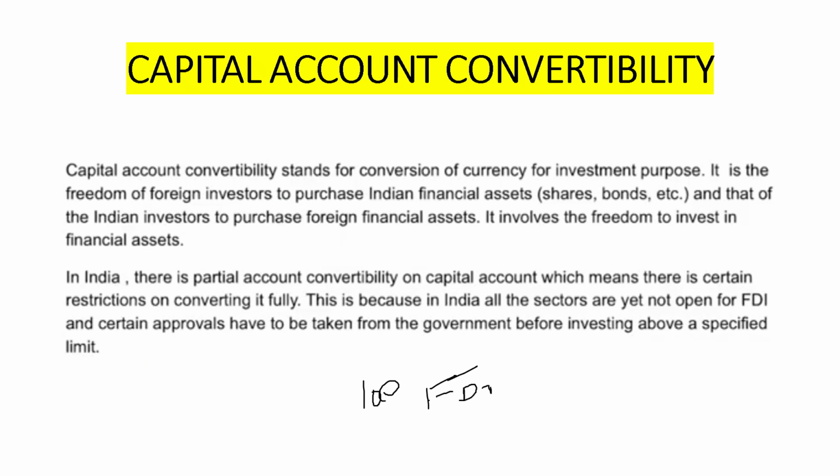You can take the example of the railway sector. It is still regulated by the government only. If you take cigarettes, construction of farms or houses, or the real estate business, no FDI is allowed in those sectors. So we can say that it is partially allowed and not fully allowed. So this is all about capital account convertibility.